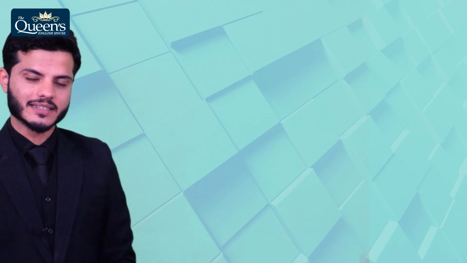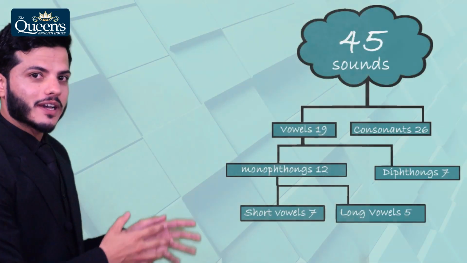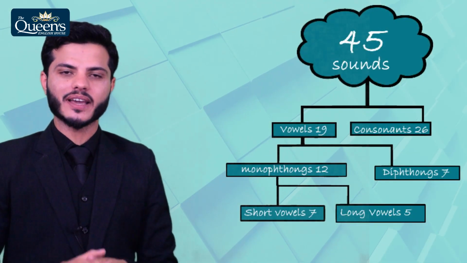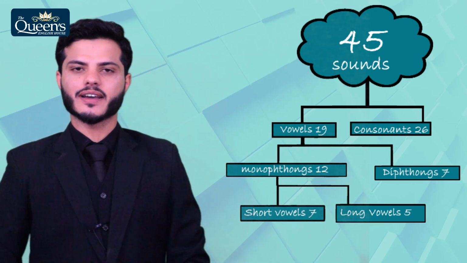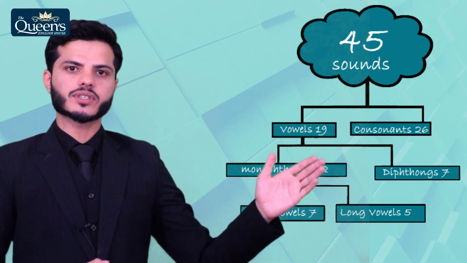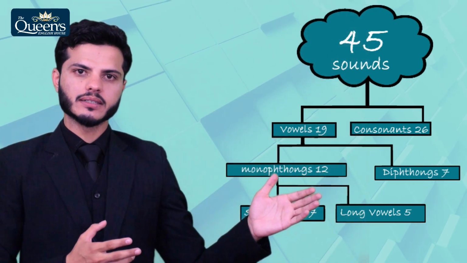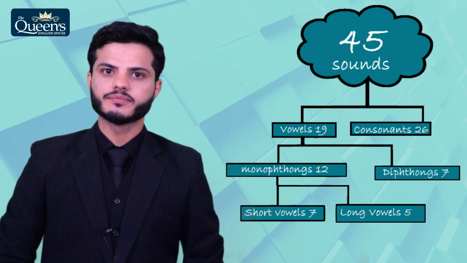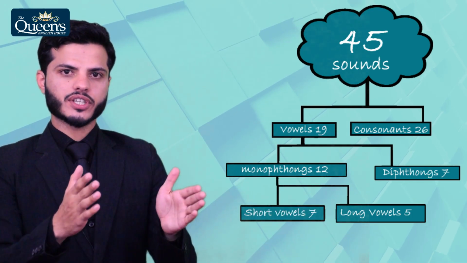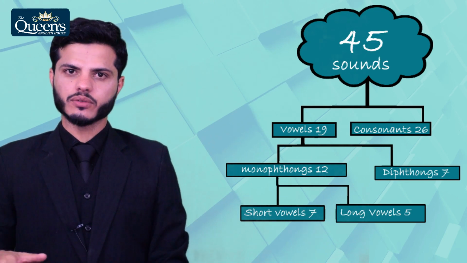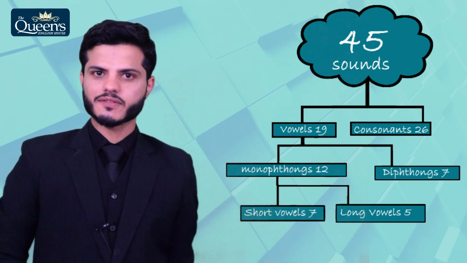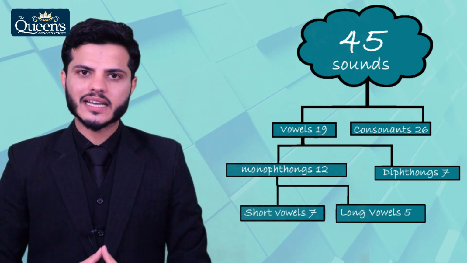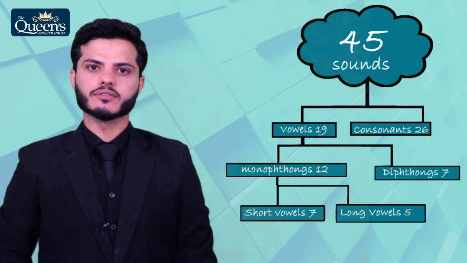So let's start the classification of the 45 sounds of London accent. These 45 sounds are divided into two basic classes called consonants and vowels. The consonant sounds are 26 in number and the vowel sounds are 19. To learn the consonant sounds classification, we have the next video, and in today's video we will learn the classification of the 19 vowel sounds.